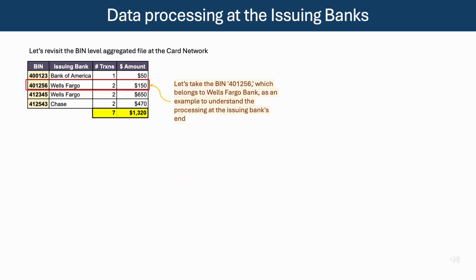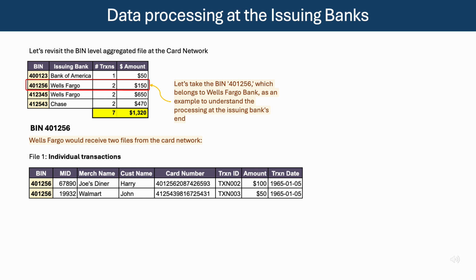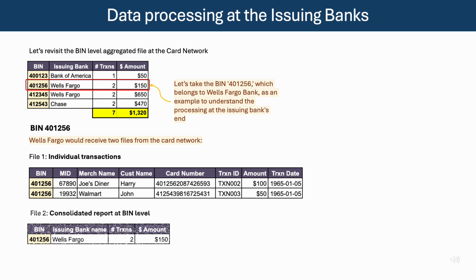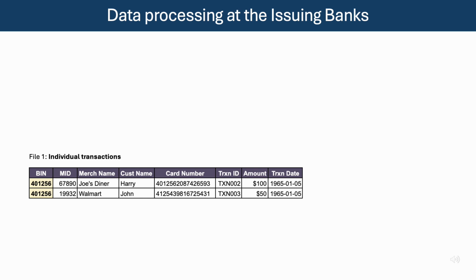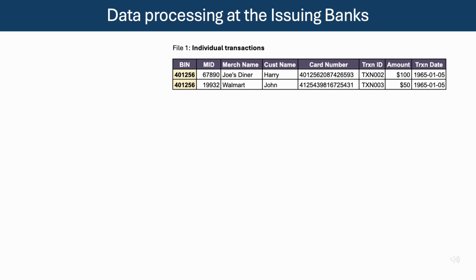Let's take the BIN 401256, which belongs to Wells Fargo Bank, as an example to understand the processing at the issuing bank's end. Wells Fargo would receive 2 files from the card network, one containing individual transactions and the other an aggregated file at the BIN level. Let's look at the individual transactions file.